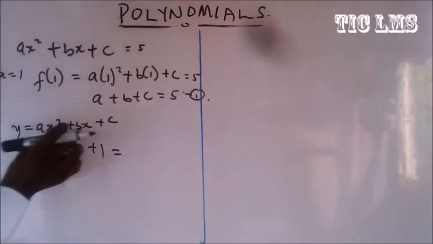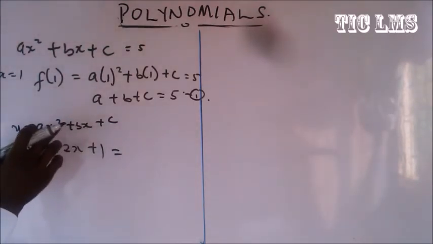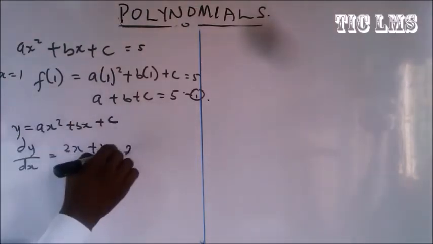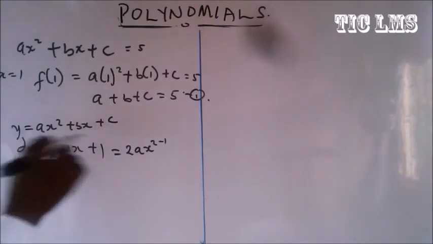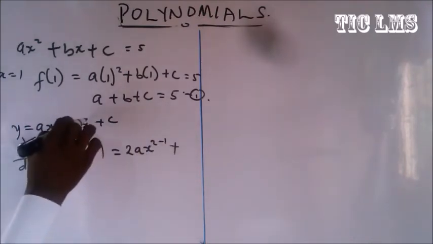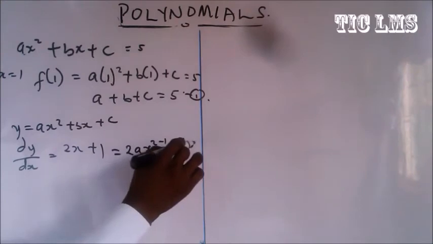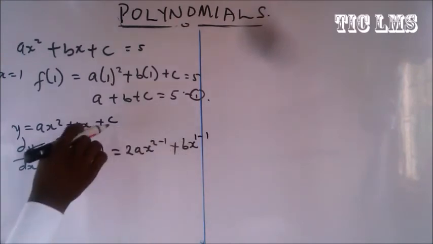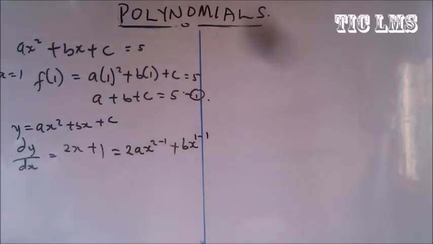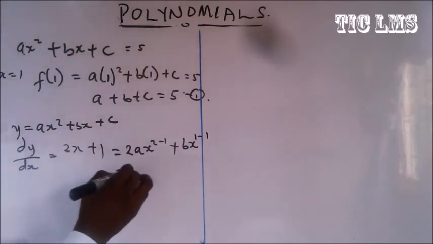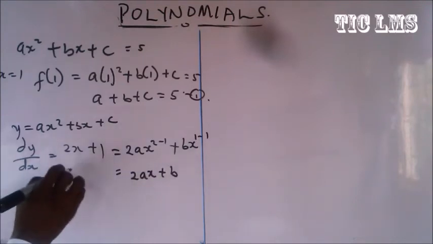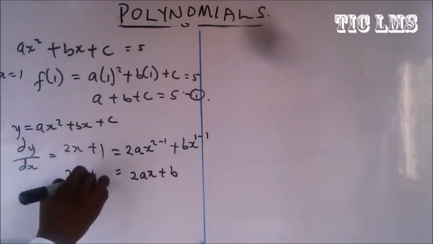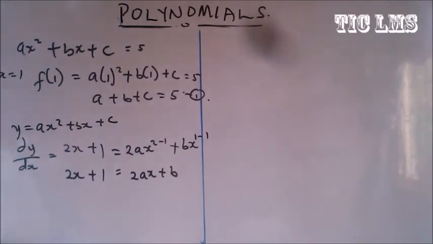Now to differentiate this actually is to multiply 2 by a, 2a x to the power of 2 minus 1, that's how we differentiate, plus we have a power of 1 here, so 1 times b is still b x to the power of 1 minus 1, and then when we differentiate a number, it turns to 0. And so here we have 2ax plus b. Now we are saying that 2x plus 1 equals this when it is differentiated.